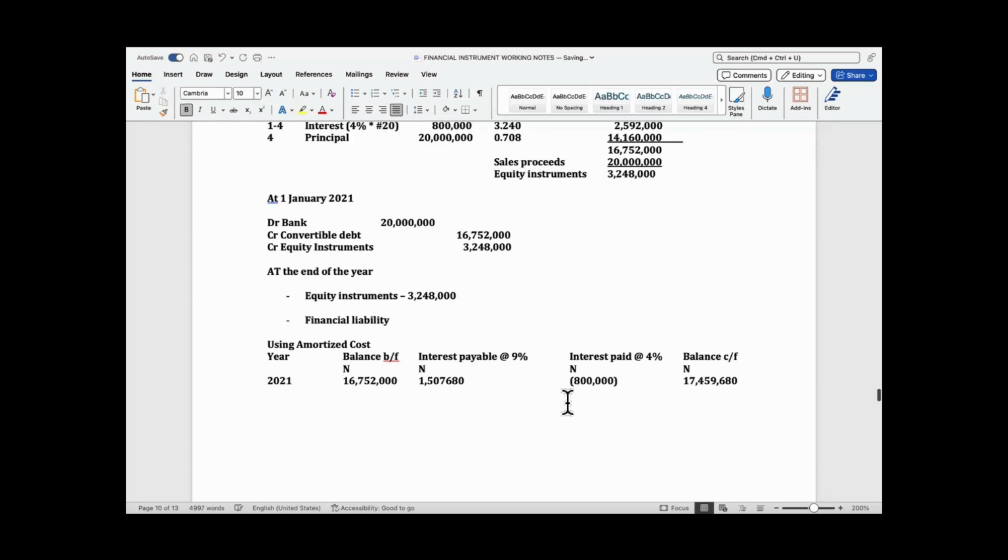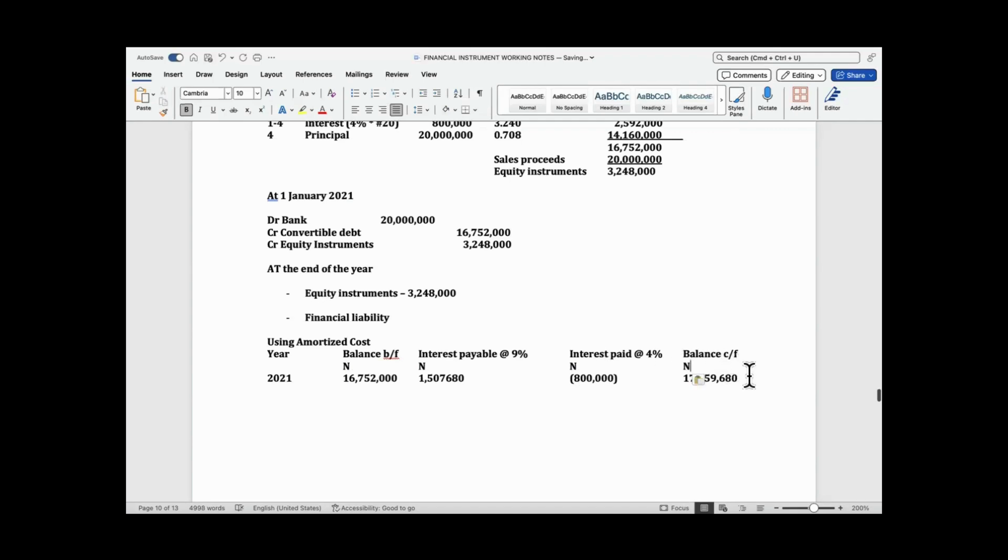Just that we don't have time and you might not be required to do that. If I continue 2021, 2022, 2023 for the next 3 years, my final figure should be 20 million at the end of the day, but you can be doing that yourself.